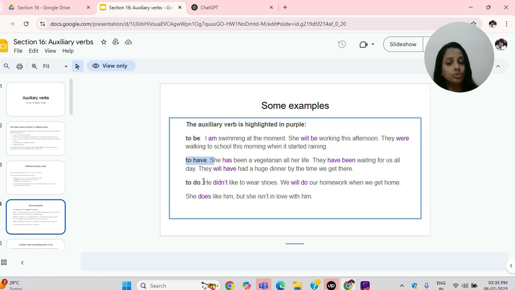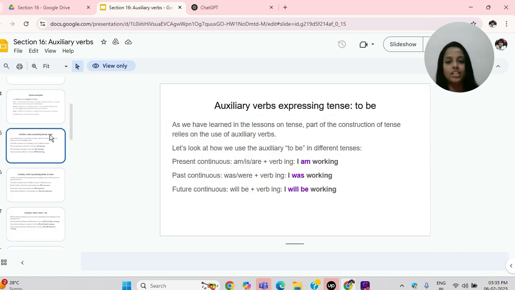And when it comes to do, it's like he did not like to wear shoes. He will do our homework when we get home. She does like him, but she isn't in love with him. So all these words like did not, will do, does come under the category of to do auxiliary verbs. Got it?